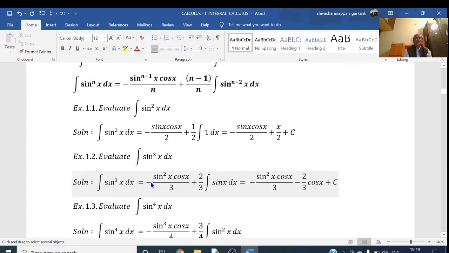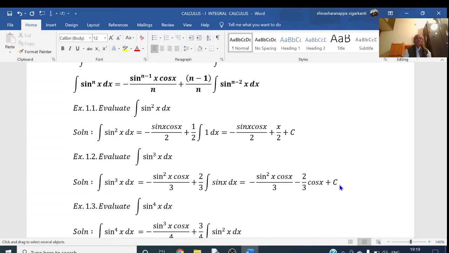This is equal to minus sin square x cos x by 3 plus 2 by 3 into, what is the integration of sin x? Sin x integration is minus cos x, plus the constant of integration c.